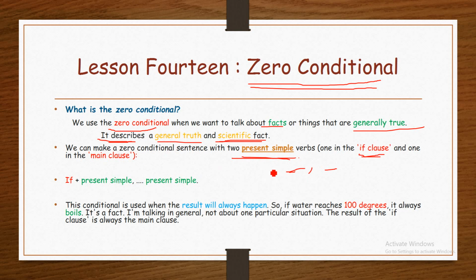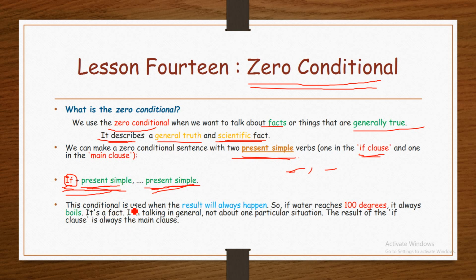Zero conditional is composed of two clauses. The one which contains if is called the if clause, and this one is called the main clause. The if clause contains if. In zero conditional, both clauses are in the present simple tense.